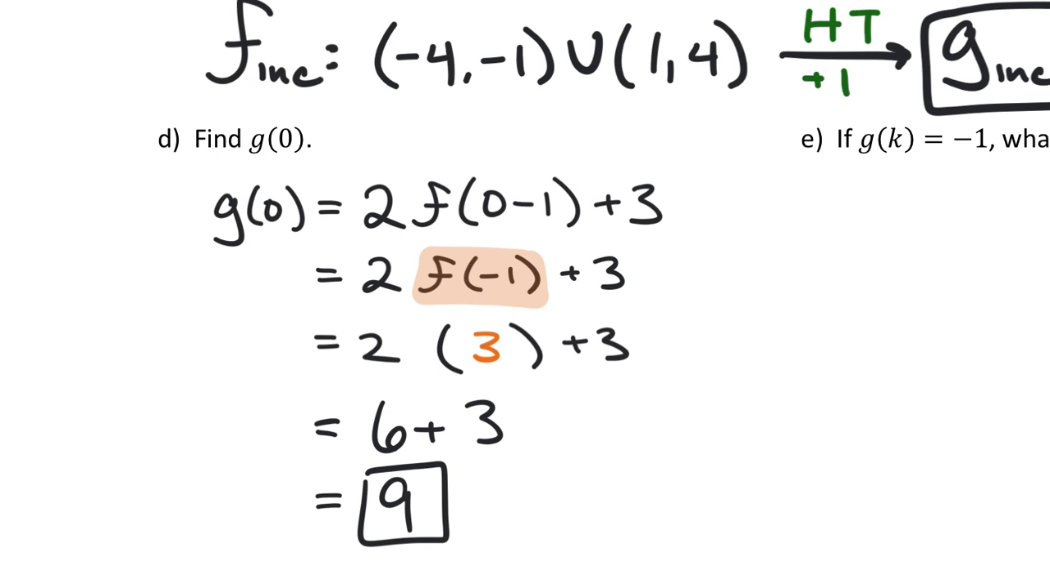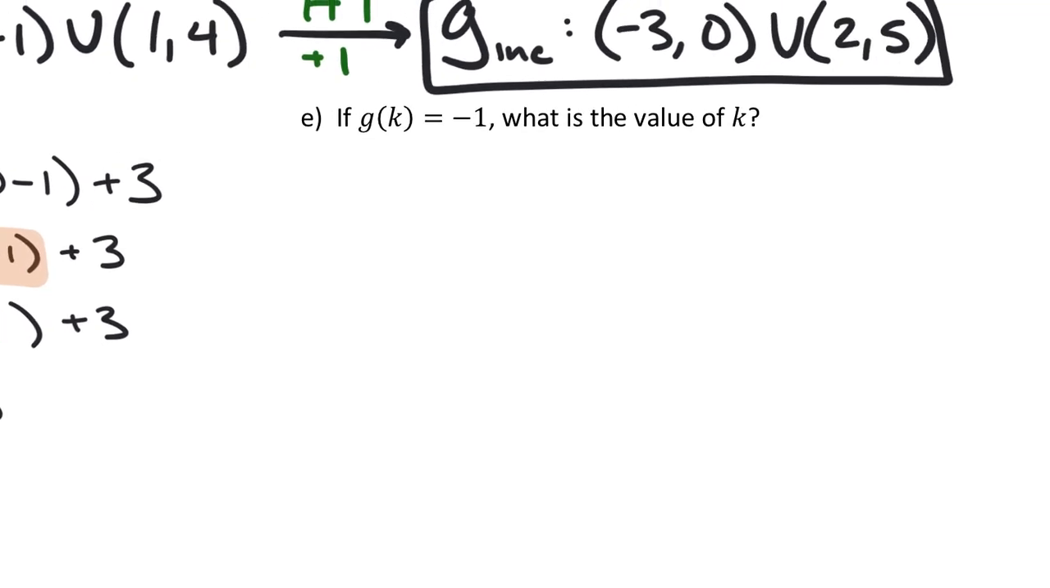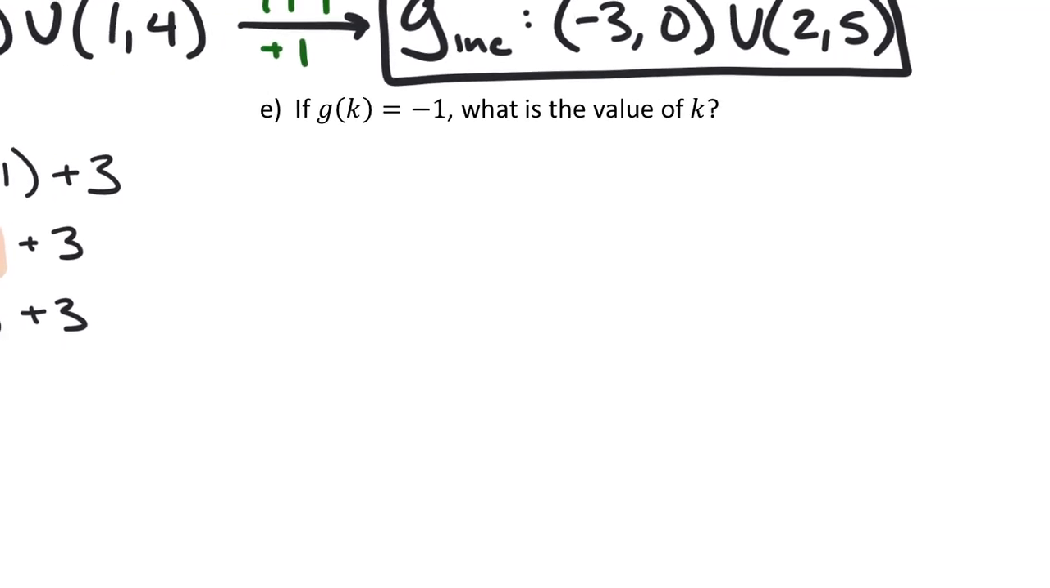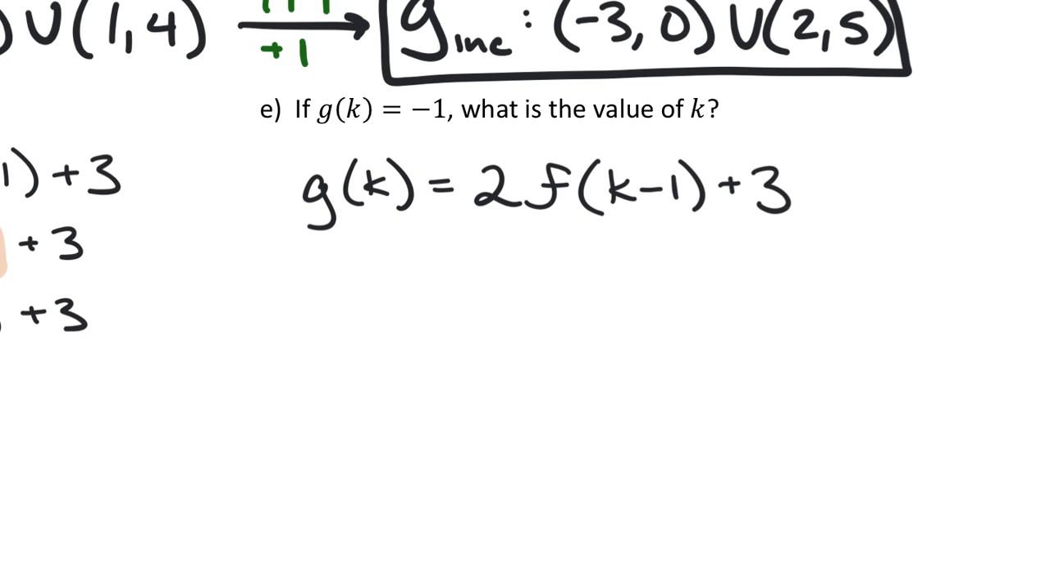What if I give you a different piece of information? I gave you an input number and I got an output number. What if I give you the output number and ask for the input number? No big deal, we're going to handle it. Here's what it says. It says g of k, which means I'm going to plug k into the regular function: 2 times f of k minus 1 plus 3. That should be equal to -1.